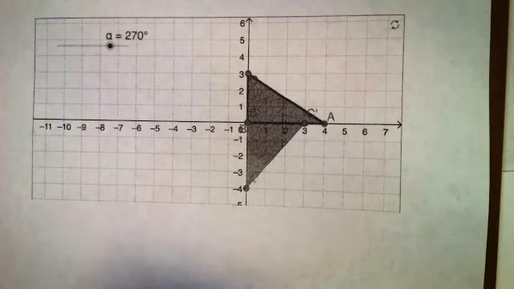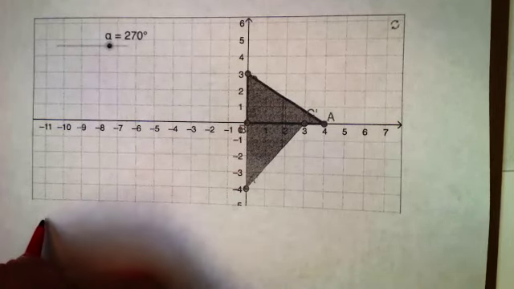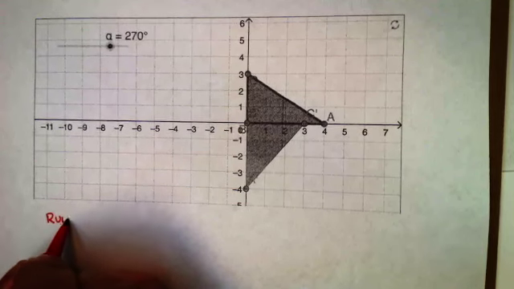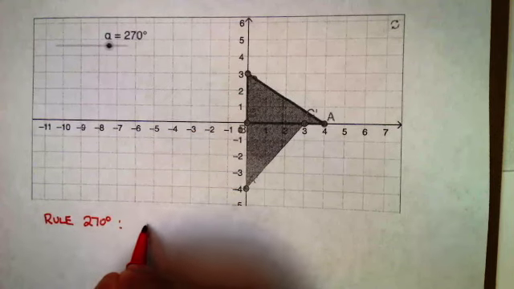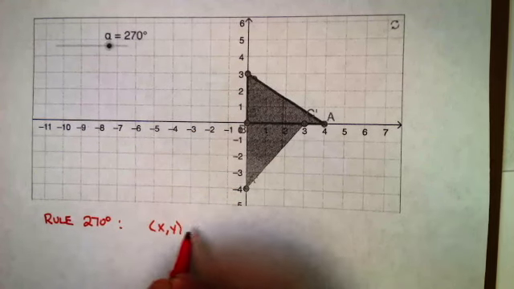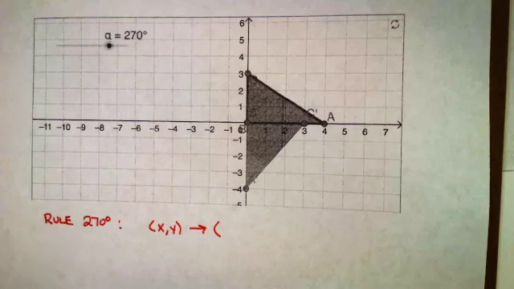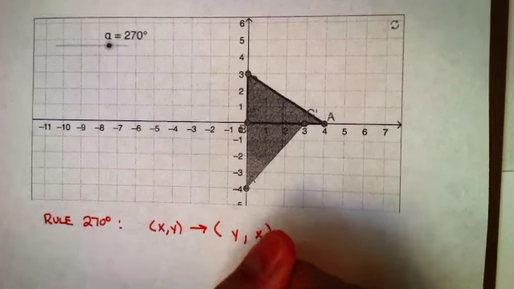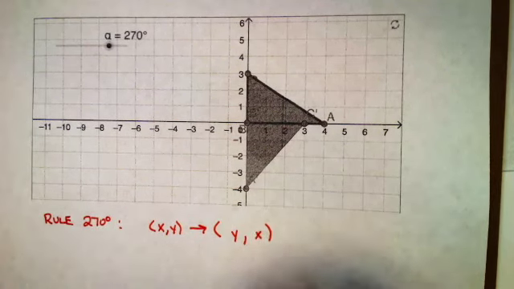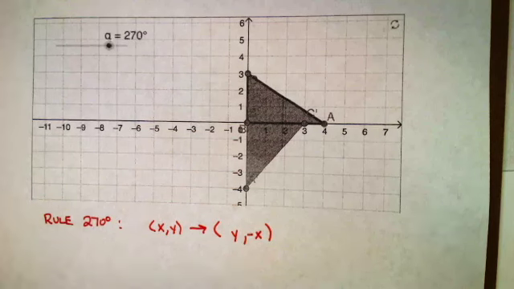Let's see if the rule works for 270 degrees. The rule for rotating something 270 degrees is this. I'm going to take my X and my Y, and when I rotate it 270 degrees, the X and the Y change positions, and then I write down the opposite of the X.